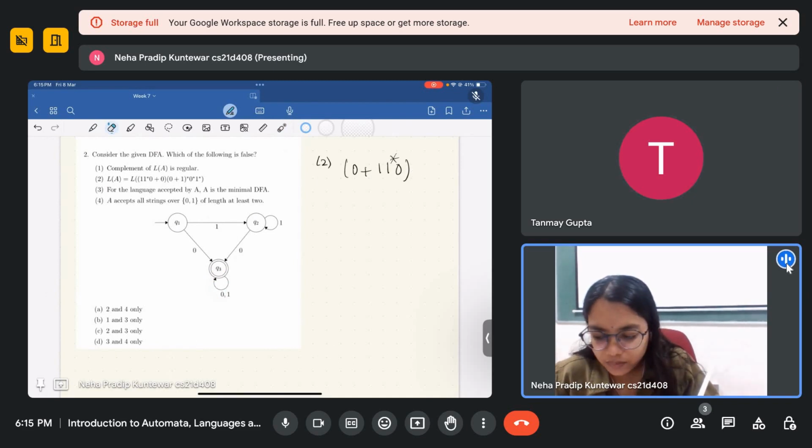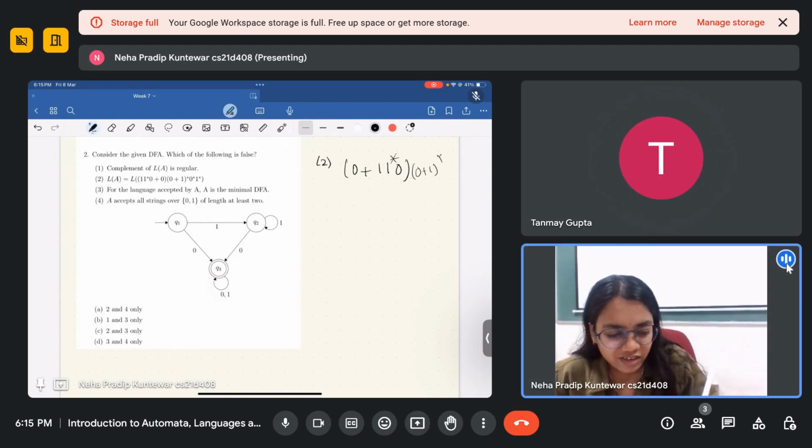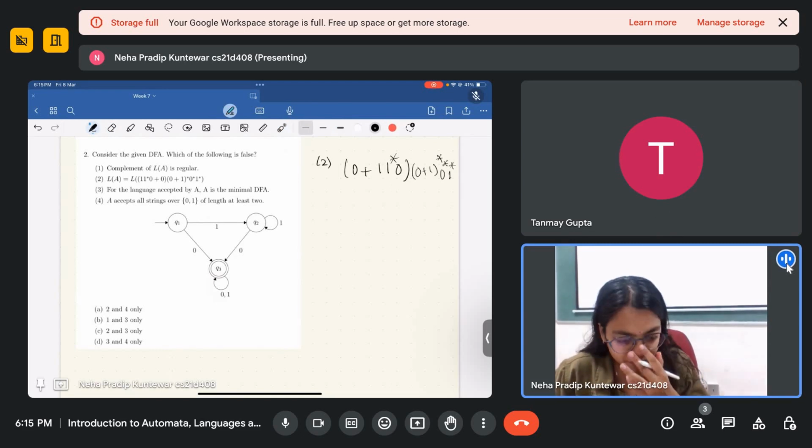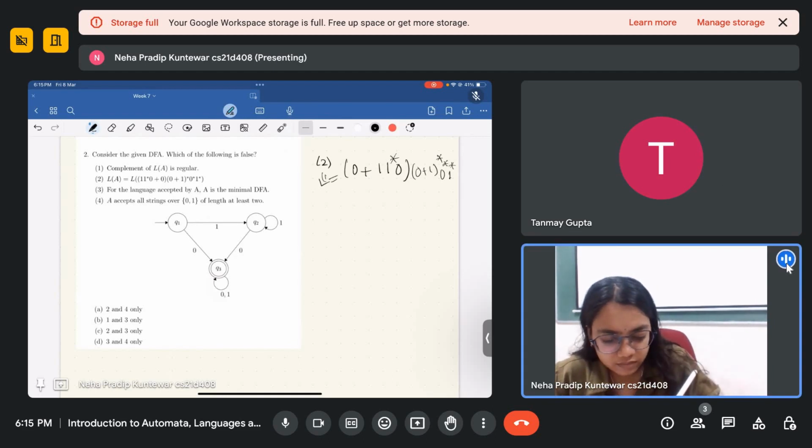So that's nothing but 0 plus 1 star. That's right. So that's nothing but 0 plus 1 star. And the rest is sort of redundant. Even if you don't write it, it's still the same language. So yes, this is correct: the language accepted by this automaton is indeed this.